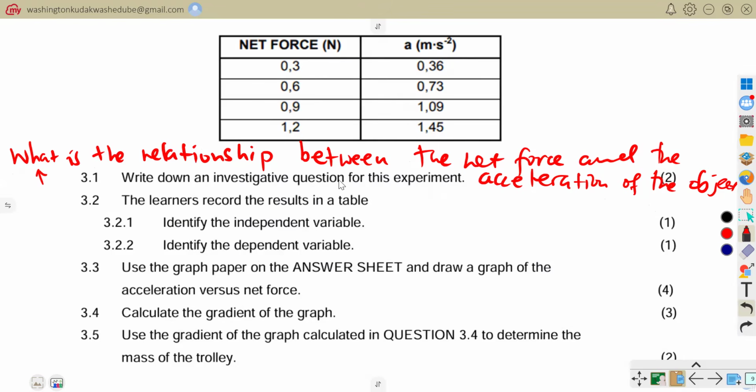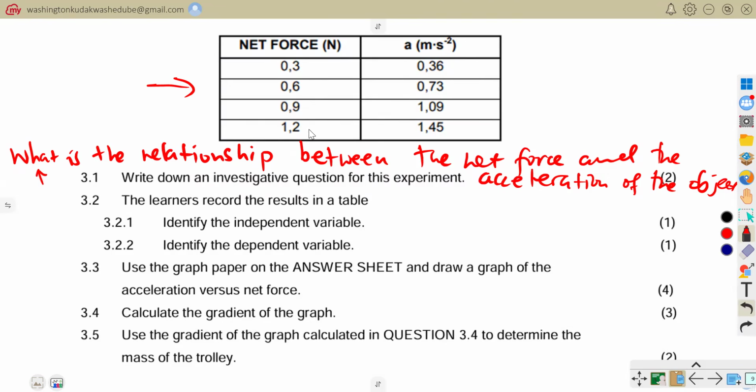After that, the questions would come to say, identify the independent variable from the experiment that was carried out by the learners and from the results that were recorded by the learners.